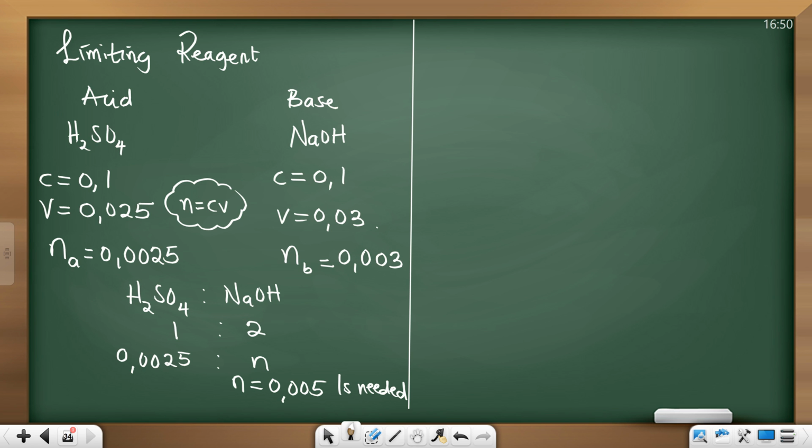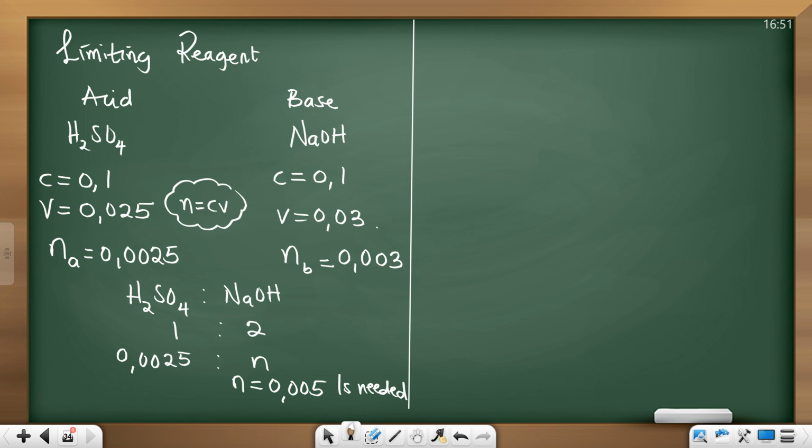We are saying for complete neutralization, 1 mole of the acid will always react with what? 2 moles of the base. Are you with me? Complete, according to the balance. But how many moles of the acid do I have? 0,0025. If it's complete, how many moles of the base should I be having?